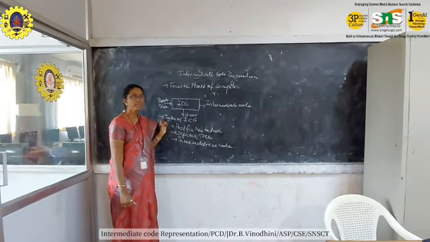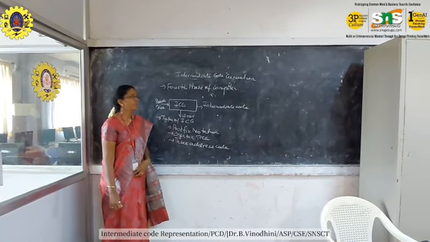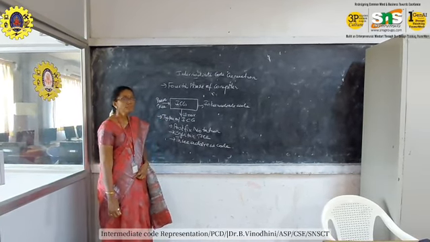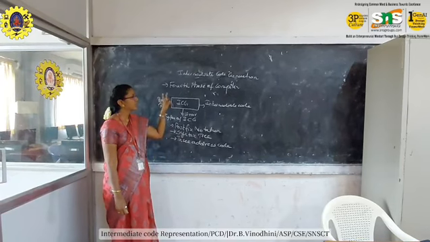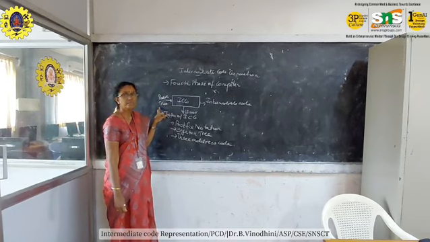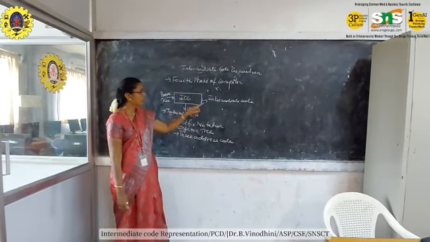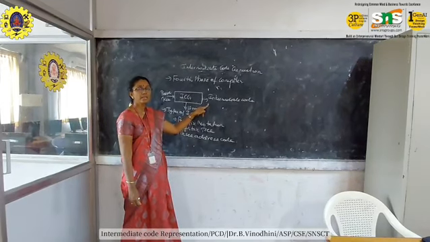To explain the intermediate code generation in this video. So already we know what all the phases of a compiler are. The intermediate code generation is the fourth phase of the compiler. The input of the intermediate code generation is the parse tree, that is, a semantically verified parse tree. The output of intermediate code generation is the intermediate code.